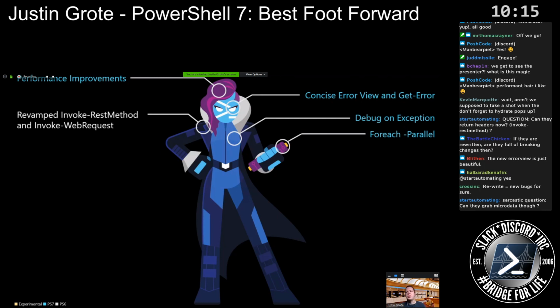If you're familiar with using jobs or thread jobs or runspaces, this is basically implementing foreach with runspaces, but done in a very simple way that you can use very quickly, very efficiently.